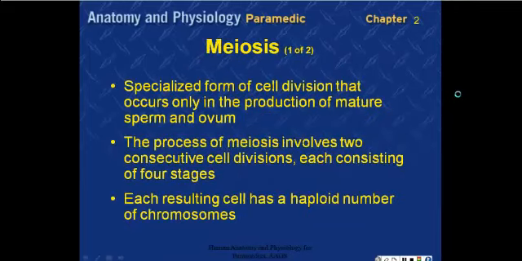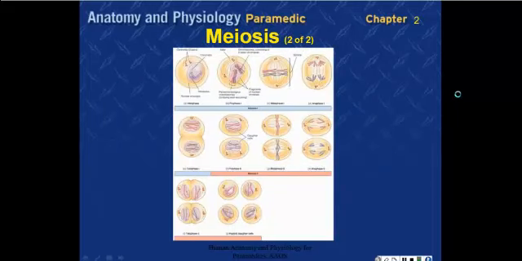Meiosis is the specialized form of cell division that occurs only in the production of mature sperm and ovum. The process of meiosis involves two consecutive cell divisions, each consisting of four stages. Each resulting cell has a haploid number of chromosomes. Here's a good graphical depiction of the meiosis process. We'll get into this in greater detail in the reproductive unit.